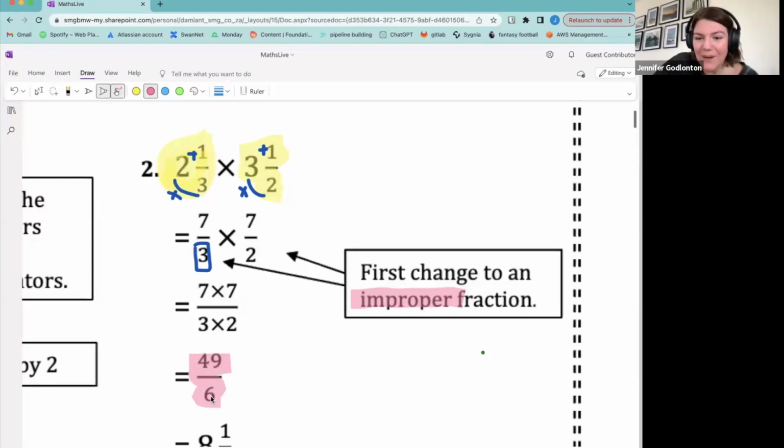Does anyone have questions about changing from a mixed to an improper and then this multiplication process? Or can we go into some questions? Yes, Amikle, how can I help? Ma'am, let's say in a test there's a multiplication sum with fraction terms, and at the end of the sum you get an improper fraction, and you don't simplify it to be a mixed number. Will it be marked incorrect, or do you still get the mark?